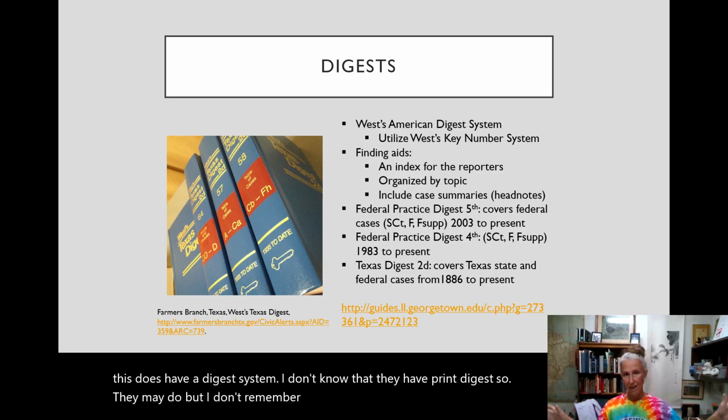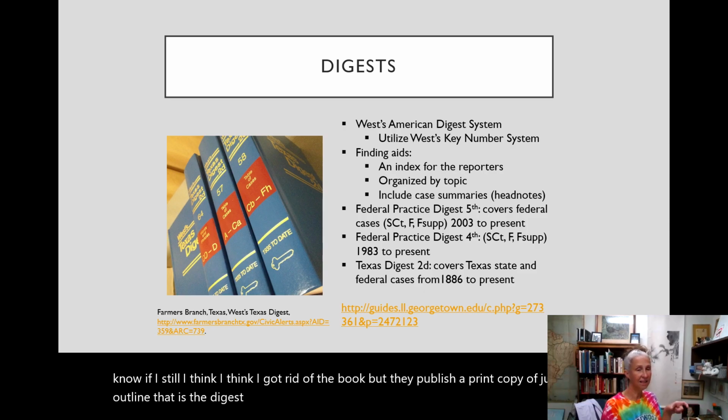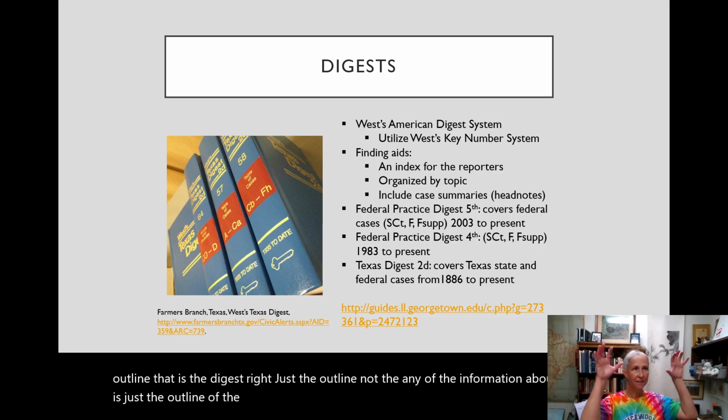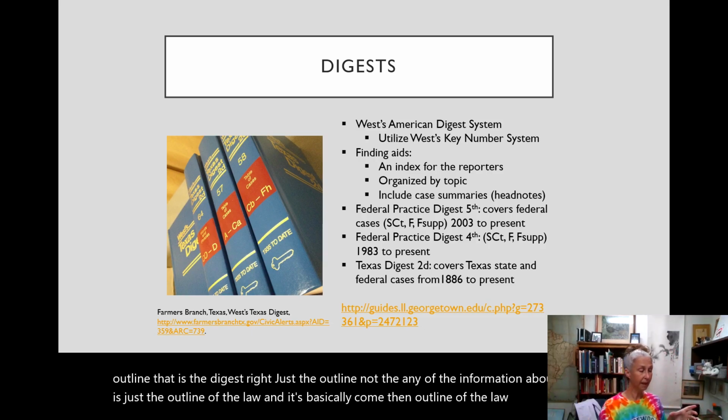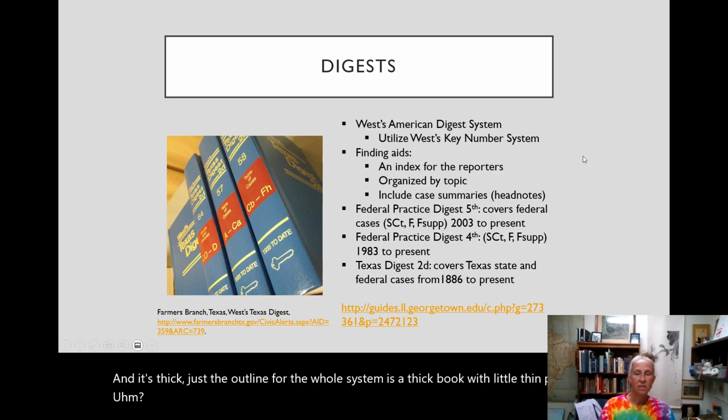So West has this whole digest system, and basically they publish a print copy of just the outline that is the digest, right? Just the outline, not any of the information about the cases, just the outline of the law. And it's basically an outline of the law by topic. And it's thick, just the outline for the whole system is a thick book with little thin paper. So it's very detailed. It's not as detailed as it needs to be in some areas.